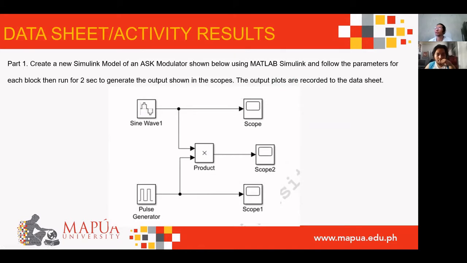In this activity, we are asked to design a block diagram for the ASK modulator using MATLAB Simulink. As you can see in the figure, the input signals are a sine wave and a pulse generator, and they are fed into a product block, and each output signal is monitored using scopes: scope 1 and scope 2 for the product.